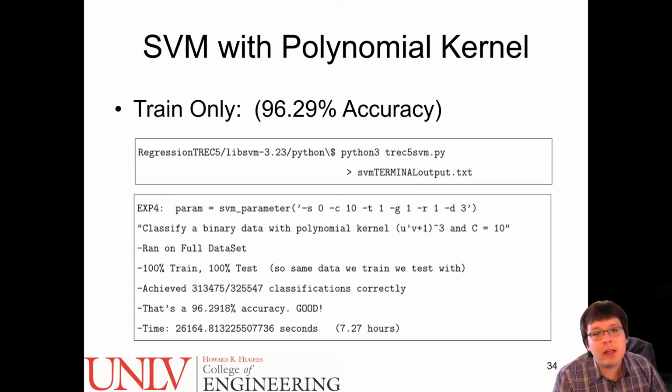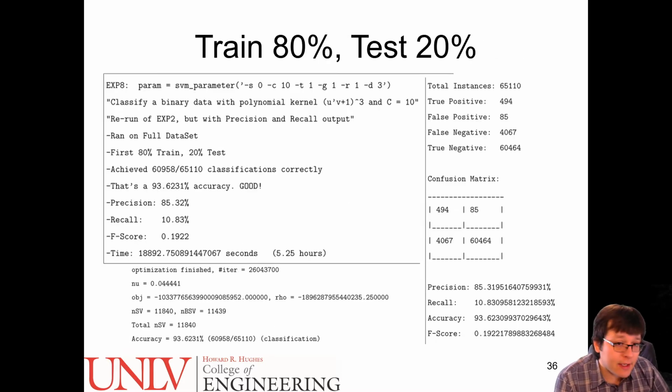And in this case, we did a polynomial kernel. In this case, we still kept a 93% accuracy. That's much better than 4%. Our precision is 85%, which is pretty good, but our recall is 10%, which is pretty bad.